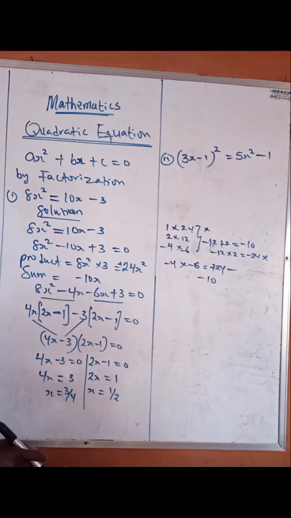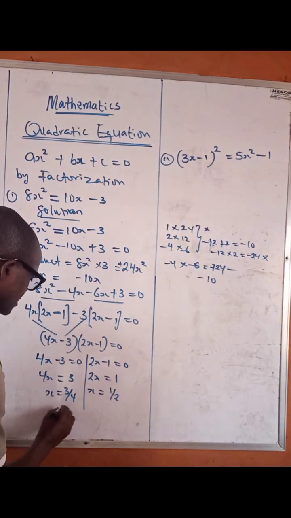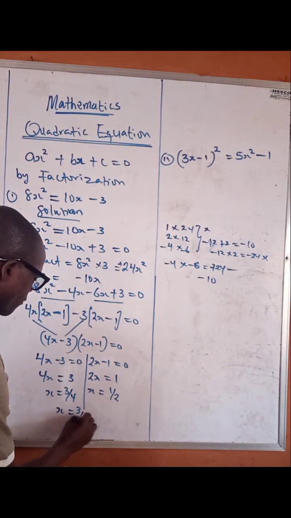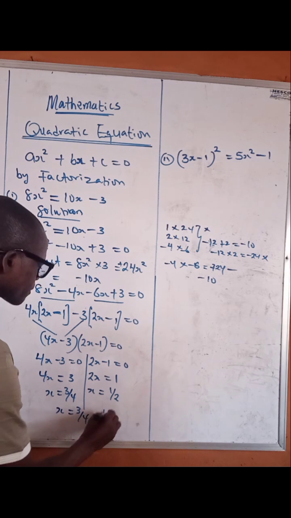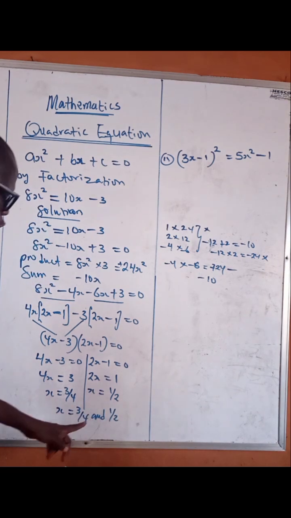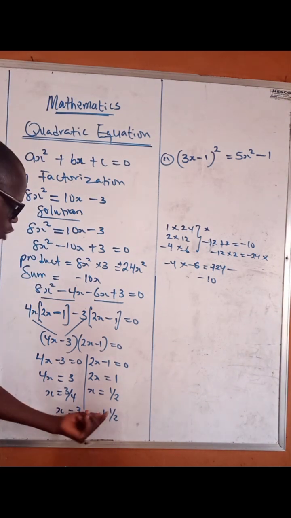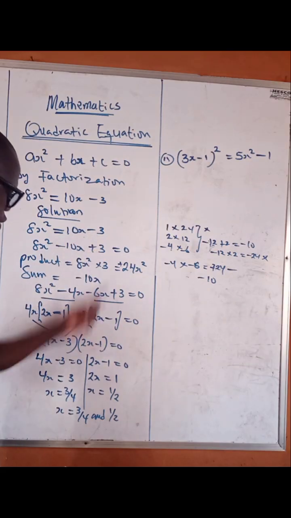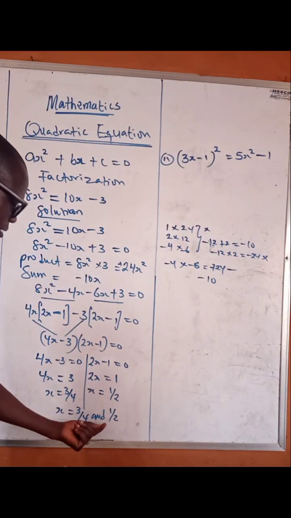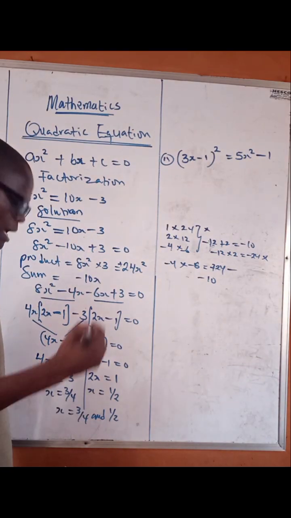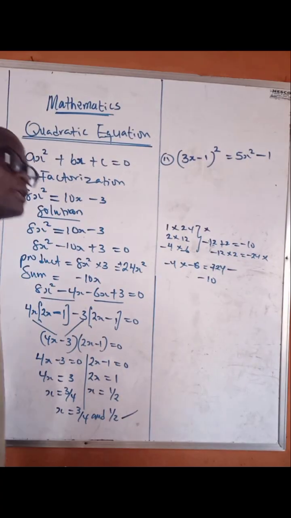Now, by standard, what do you have to write? x equal to 3 over 4 and 1 over 2. Please don't use "or", because the two answers belong to this equation. So it's not "or", it's "and". I hope that one is clear. If it is clear, this is the correct answer.